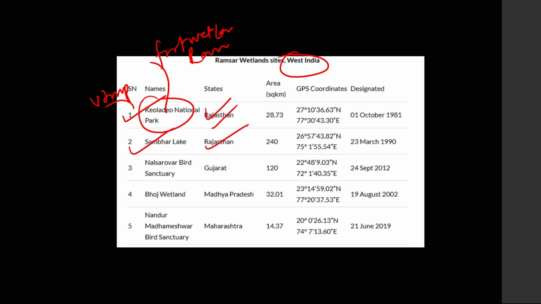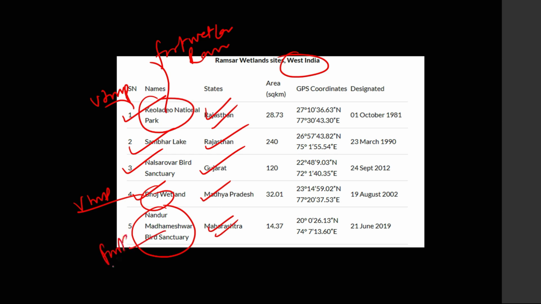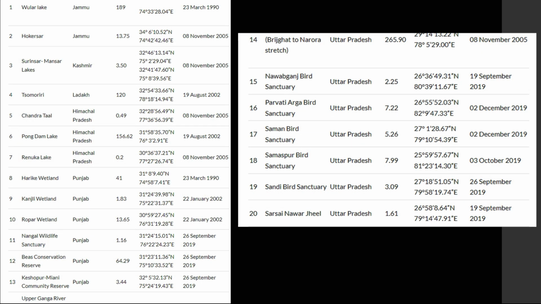Next Sambar Lake, Rajasthan. Then Nal Sarovar Bird Sanctuary in Gujarat, Bhoj Wetland in Madhya Pradesh, this is very important, please do prepare it. Then Nandur Madhameshwar Bird Sanctuary in Maharashtra, this also is very important because the first wetland in Maharashtra. Next you can see here, in northern India we have the Wular Lake, very important, very large, one of the largest wetlands in India.